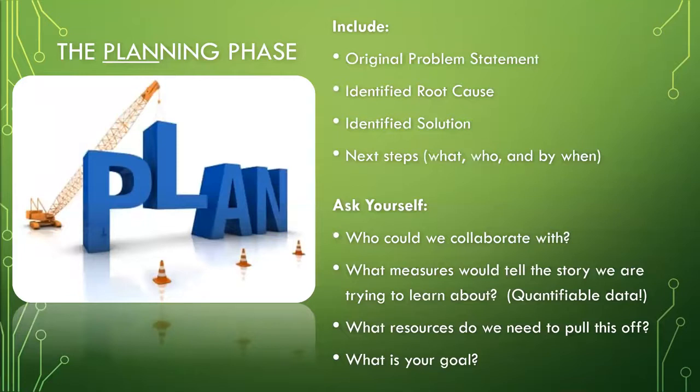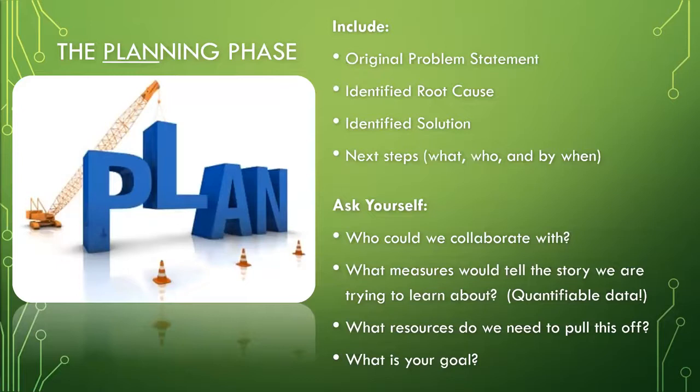So as part of this, again, we have the problem statement. You have the root cause that you identified that's associated with the problem statement and the solution that was decided upon with the team. You also outline what the next steps are. And make sure in this process, again, that you're asking who you can collaborate with, because the more you can spread the load and the more partners you can bring in, the bigger the impact you could have. Think about the resources you need to pull this off and make sure you include that in there.